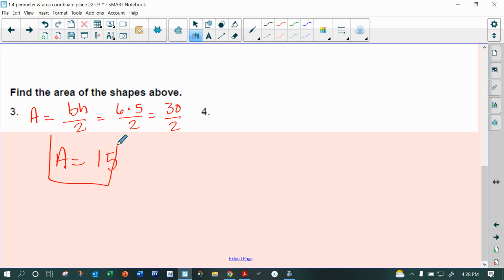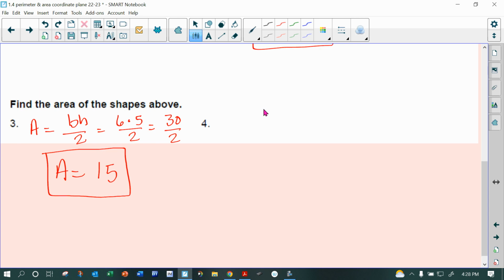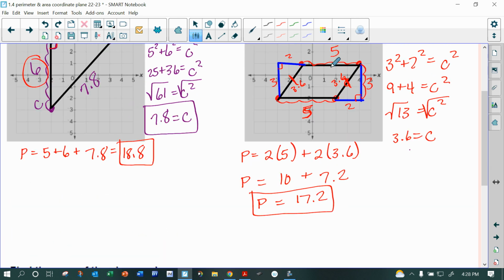And there is your answer to that first one. Oh, that's a terrible box. Let's try that again. There we go. So now number 4, this is a parallelogram. So you're looking at the black figure. Remember, we drew the blue lines on there to create that right triangle to make this easier to look at.